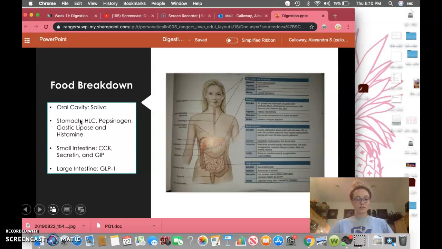Then we go to the small intestine, which secretes CCK, or cholecystokinin, and that is the hormone that makes you feel full, and it stimulates the gallbladder to contract and stimulates the pancreas to secrete enzymes. Then we have secretin, which stimulates HCO3 secretion and inhibits other acid secretions. And then we have GIP, which stimulates insulin release, and then we have GLP-1 from the large intestine.